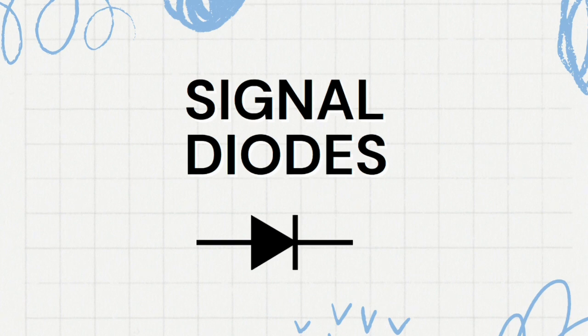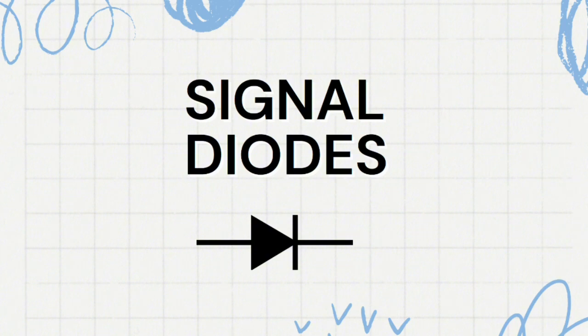Let's start off with signal diodes. Signal diodes are nonlinear semiconductors. This device is utilized in applications involving high frequencies or small currents, such as digital logic circuits, radios, and televisions.